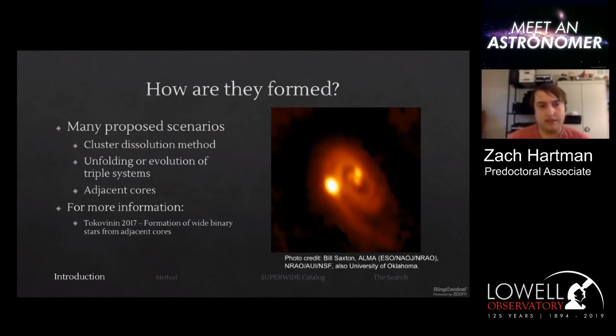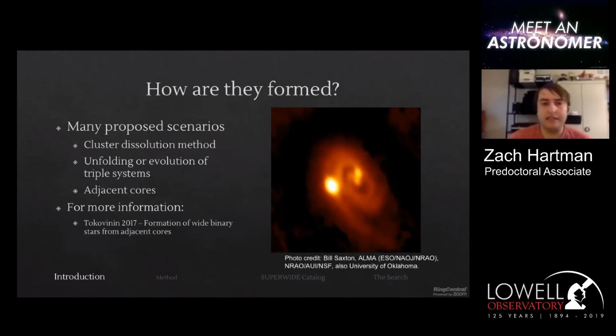For one, the cluster dilution method. If you have an open cluster and as it's dissolving, you have interactions between a group of stars that may leave a couple of them bound to each other. The unfolding of triple systems, you saw this as a young system in the plot on the right that I showed at the beginning. The basic idea is as this system evolves, the stars interact with each other, and that interaction can lead to the inner binary becoming closer and the outer component getting thrown further out.